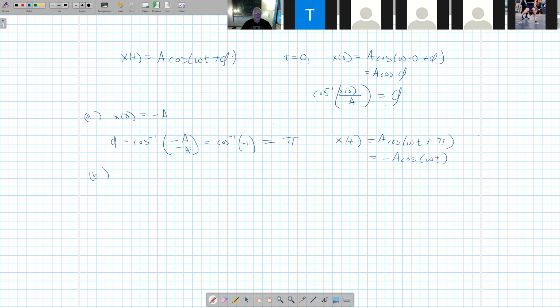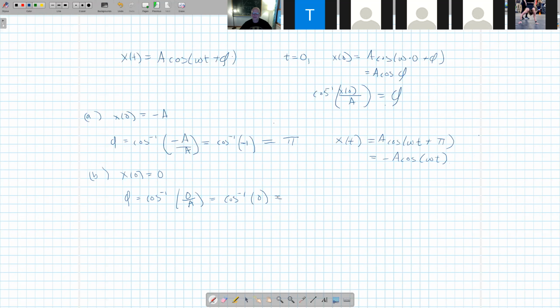Let's look at b. So b now tells us that x0 is equal to 0, which means that our phase factor then is going to be the inverse cosine of 0 divided by A, which is the same thing then as inverse cosine of simply 0. So when is cosine equal to 0?